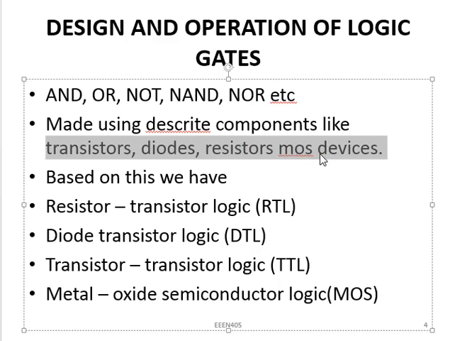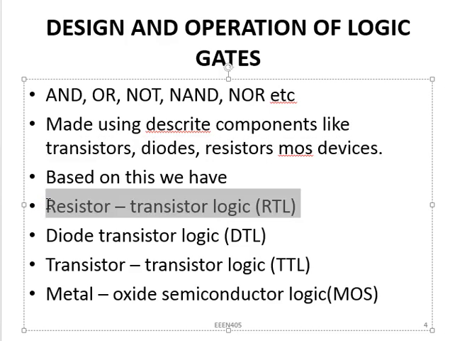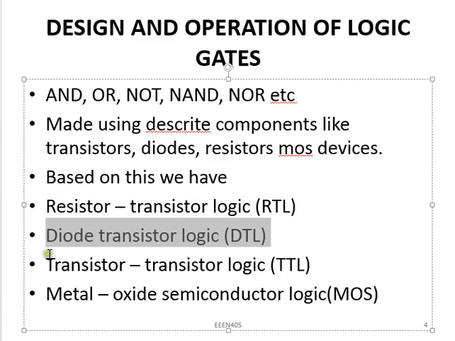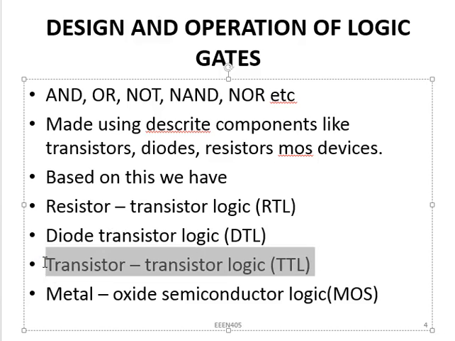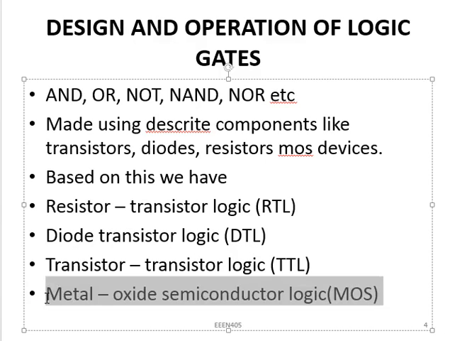So based on this, we have different categories of logic gates depending on which components are used for fabricating them. The first one is resistor transistor logic, which is RTL. The second one is diode transistor logic, DTL. The next one is transistor transistor logic, which is TTL. And we have metal oxide semiconductor logic, which is MOS.